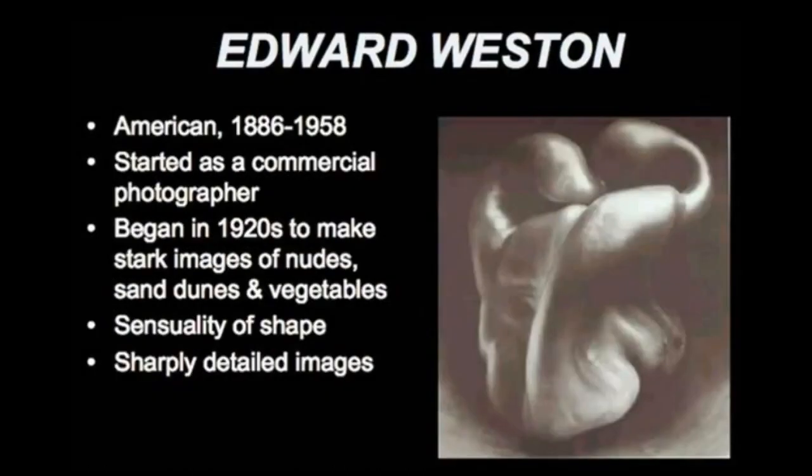Edward Weston was an American who died in 1958. He started as a commercial photographer, and in the 1920s he started to make stark images of nudes, sand dunes, and vegetables. And in those vegetables and nudes he explored the sensuality of shape and made very finely detailed images. His son, Brett Weston, was actually a very strong photographer as well. You look at this particular image of the bell pepper, you know, it almost looks as if it could be a person's back with their head down and their legs curled up. Very cool abstraction that suggests something else.